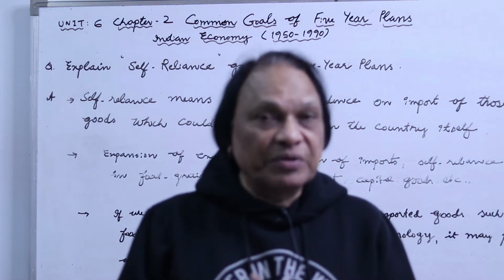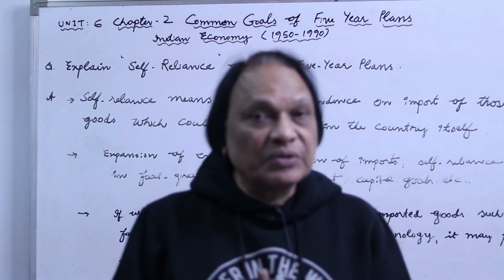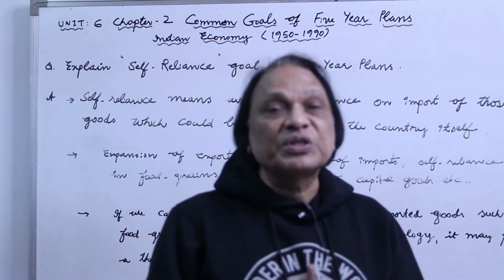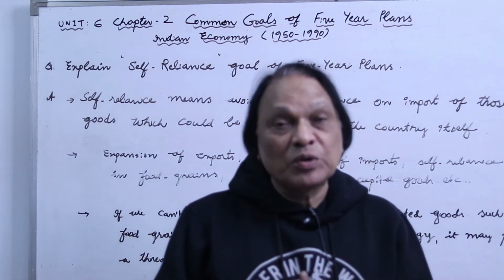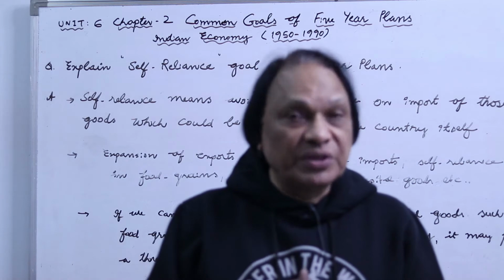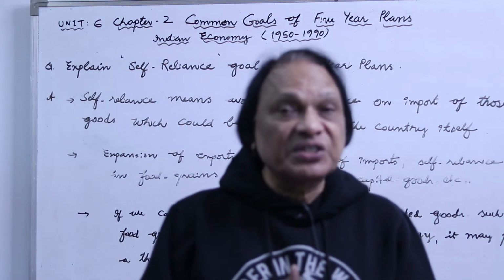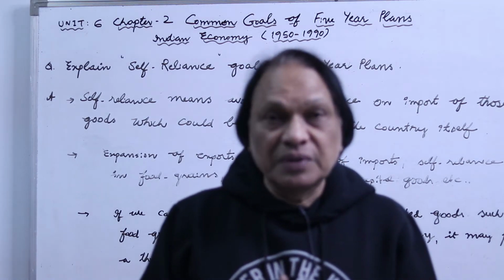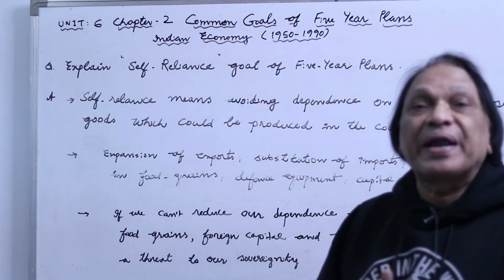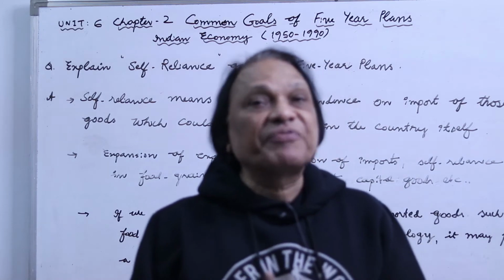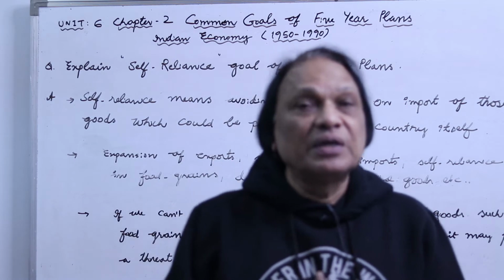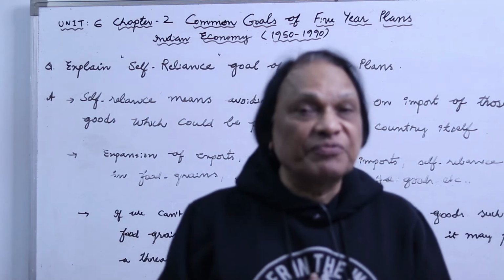The goals of the 5-year plans were growth, that is, producing more goods and services so that our GDP will go up. The second was equity, social justice and economic justice. And the third one is self-reliance. We're discussing the objective of self-reliance as one of the goals of the 5-year plans.